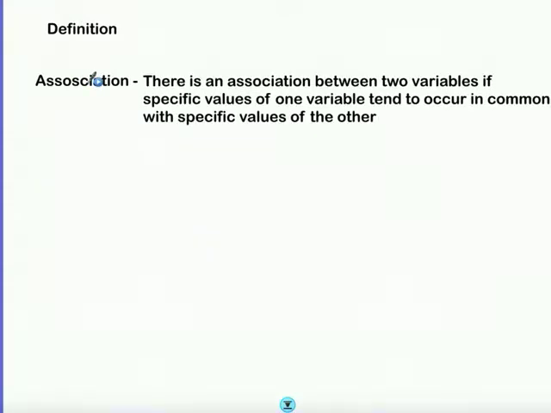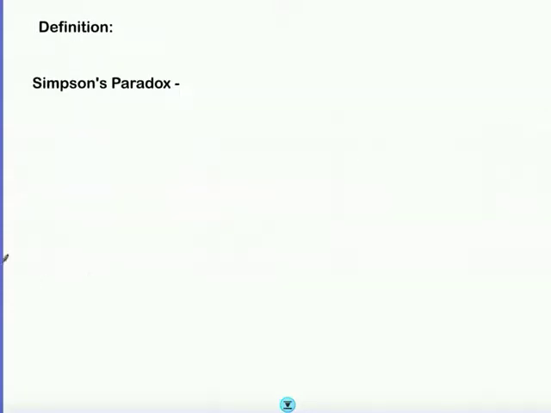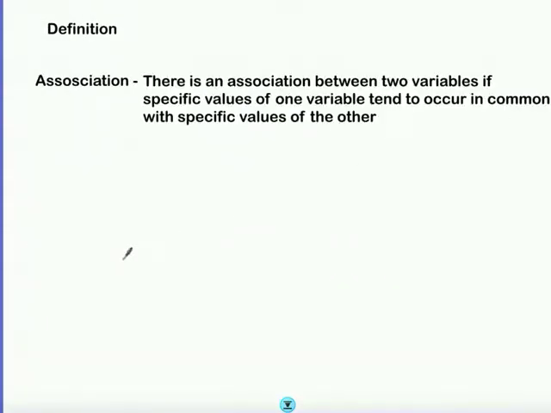All right, next definition that we're going to talk about is association. So there is an association between two variables if specific values of one variable tend to occur in common with specific values of another.